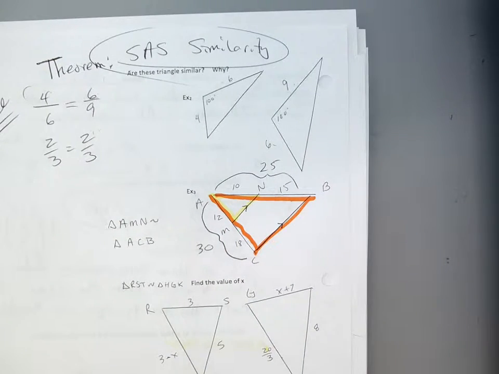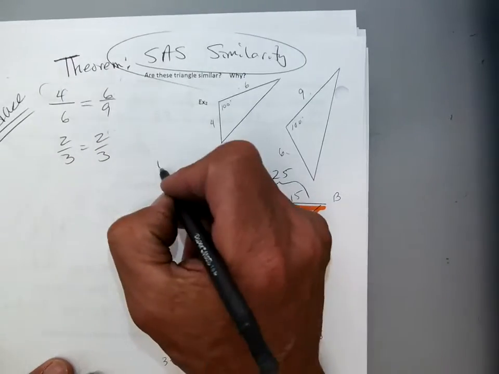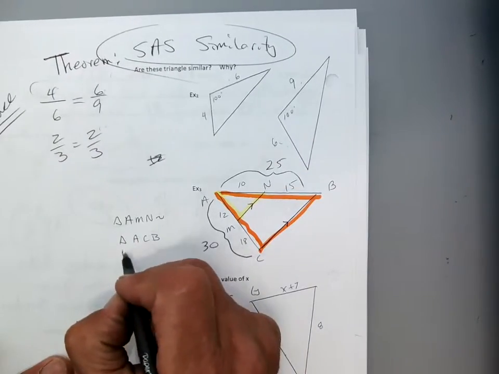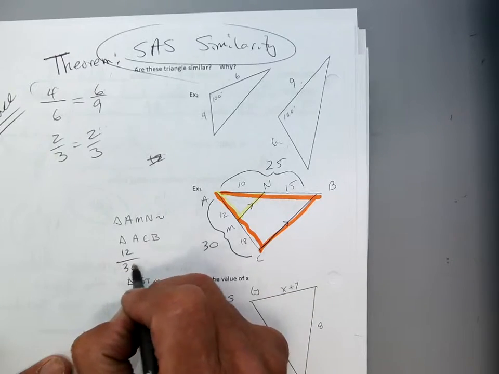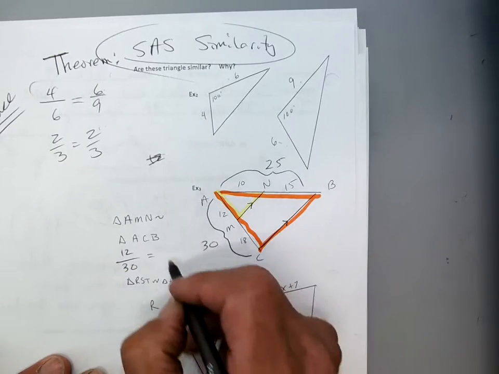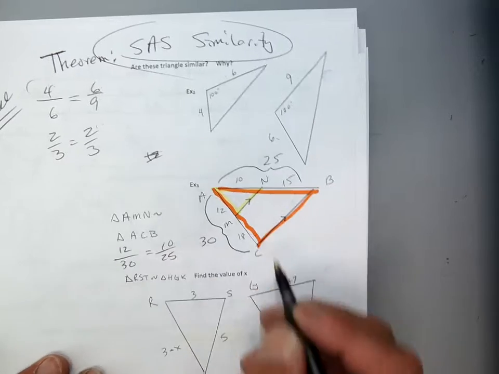So, let's go little triangle to big triangle. Little triangle, 12. Let's put it over here. 12 goes to 30 as 10 goes to 25. So, what's my ratio?